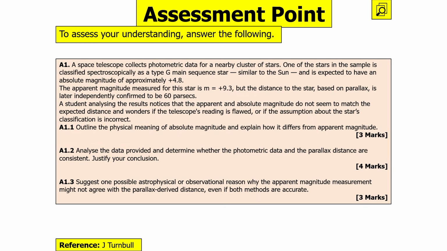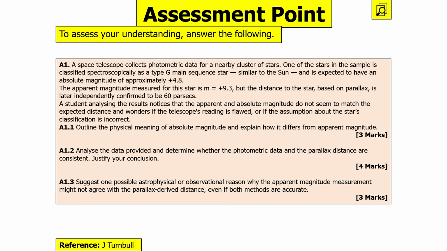A space-based telescope collects photometric data for a nearby cluster of stars. One of the stars in the sample is classed spectroscopically as a type G main sequence star, similar to the Sun, and it's expected to have an absolute magnitude of approximately plus 4.8. The apparent magnitude measured for this star is plus 9.3, but the distance to the star based on parallax is later independently confirmed to be 60 parsecs. A student analysing the results notices that the apparent and absolute magnitudes do not seem to match the expected distance, and wonders if the telescope's reading is flawed or the assumption about the star's classification is incorrect.